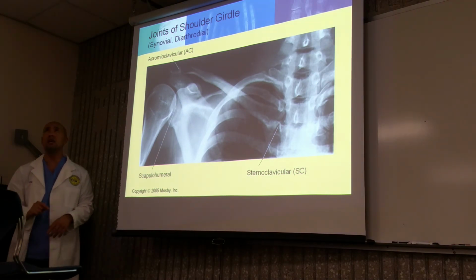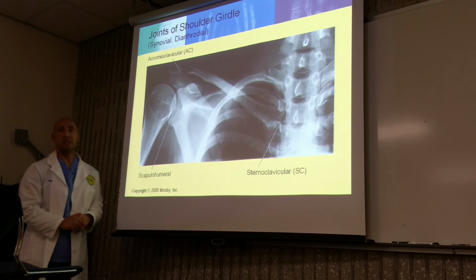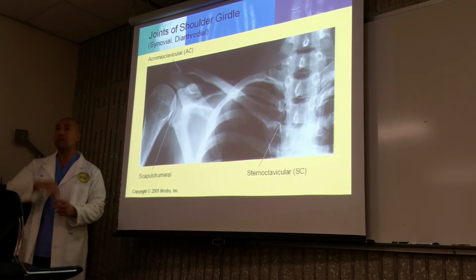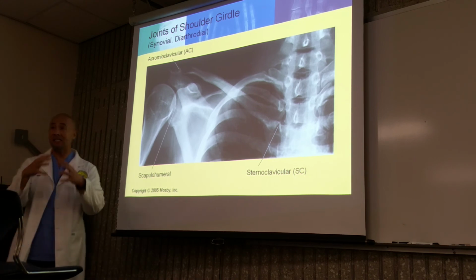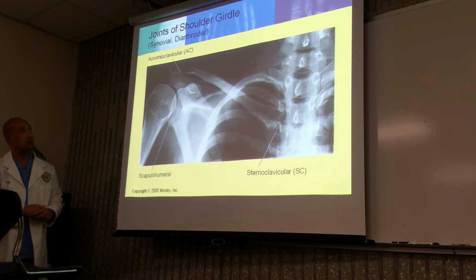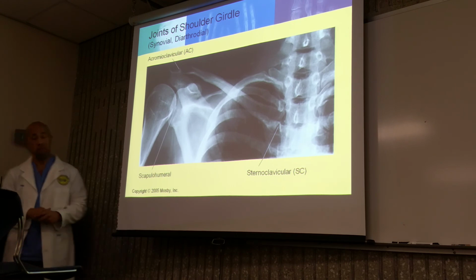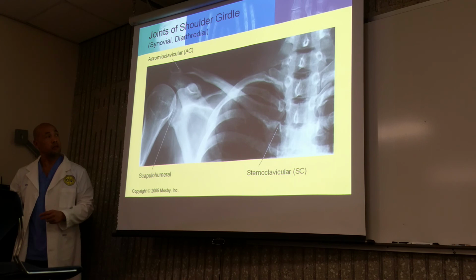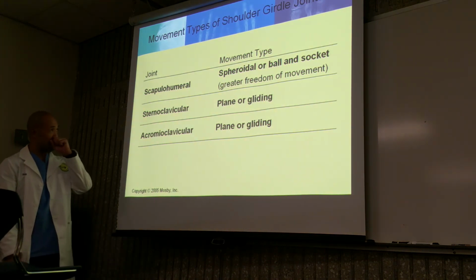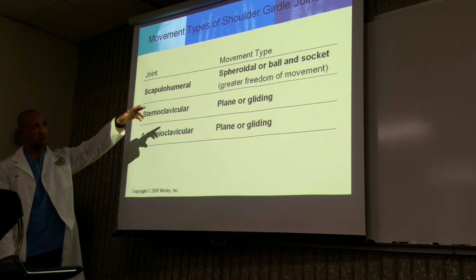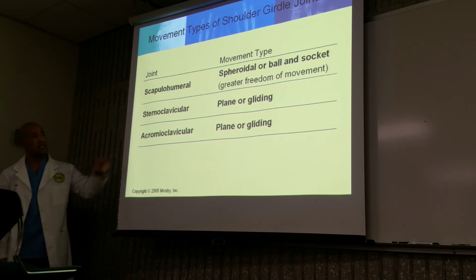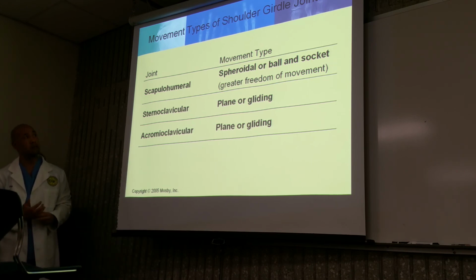Synovial. The shoulder joint is a ball and socket type of joint. It's diarthrodial, meaning that it's freely movable, and it's encapsulated in a synovial capsule. Your shoulder joint or your scapulohumeral joint, again, is spheroidal or ball and socket. Your SC and your AC joints are plane or gliding.